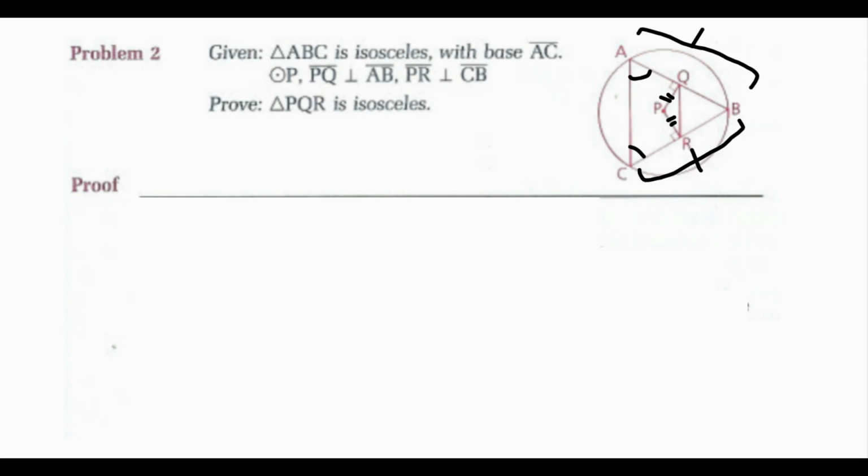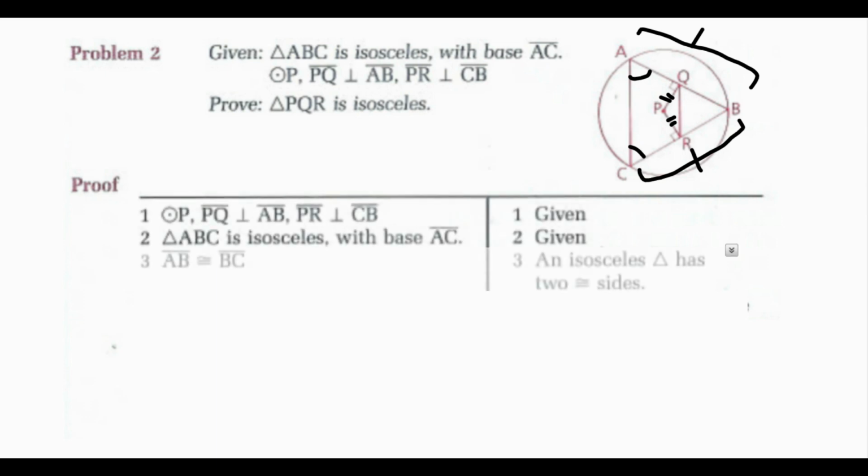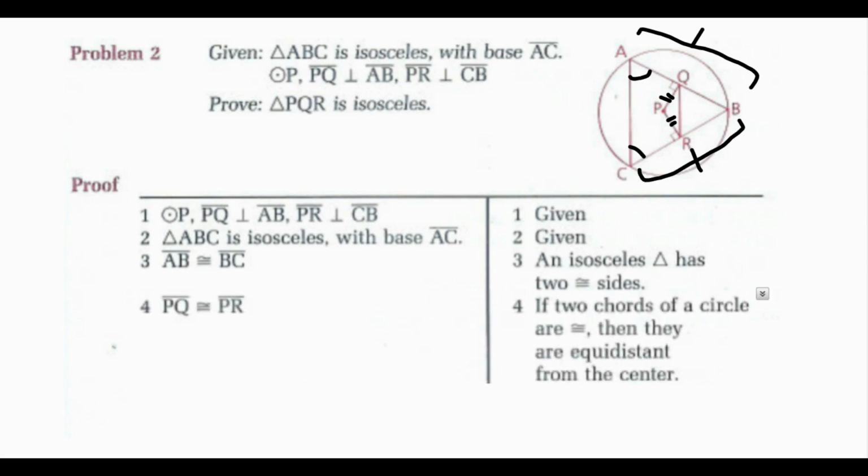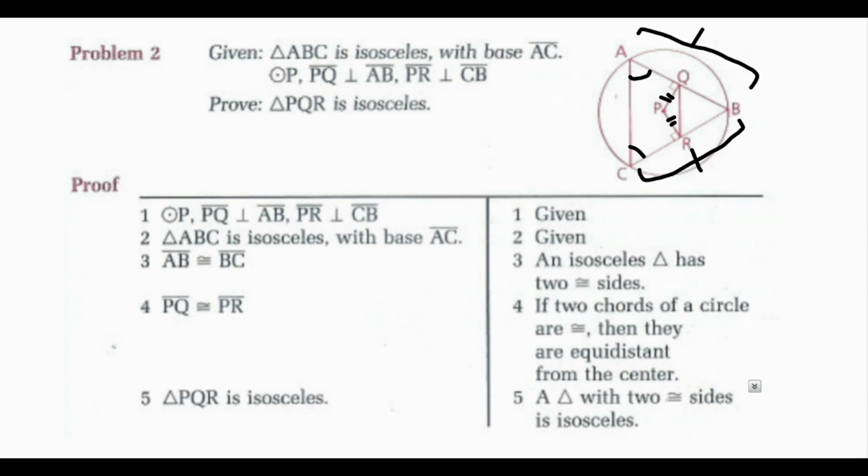So looking at this in my statements and reasons, I'd have my givens. Then I would have that AB is congruent to BC because an isosceles triangle has two congruent sides. Now PQ is congruent to PR because if two chords of a circle are congruent, then they're equidistant from the center. And I can say that PQR is isosceles because a triangle with two congruent sides is isosceles.